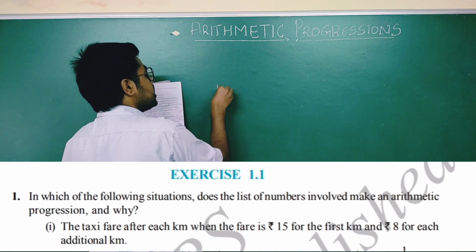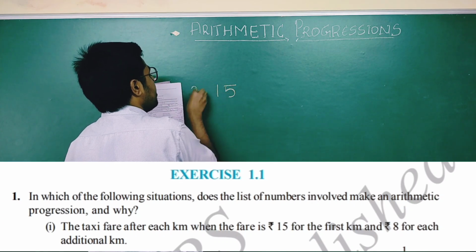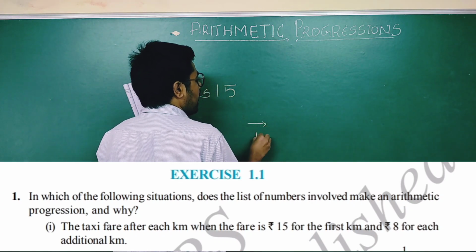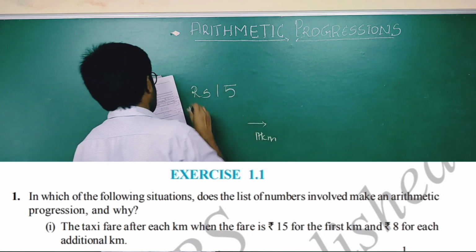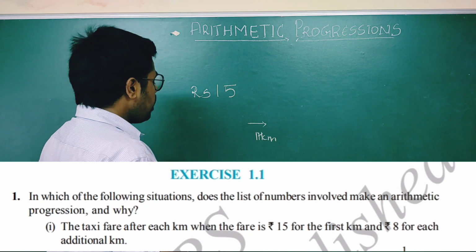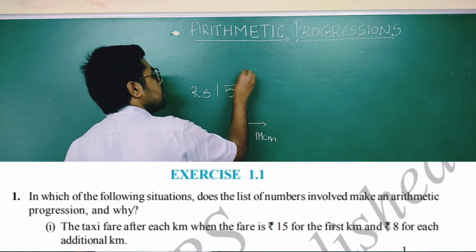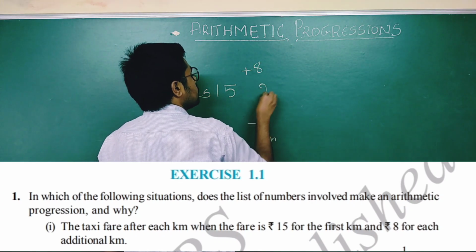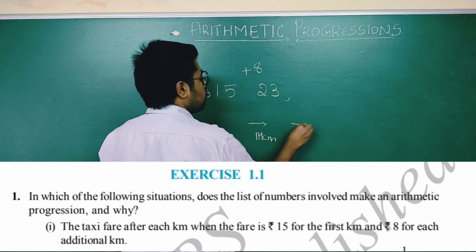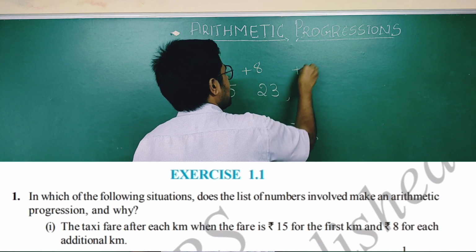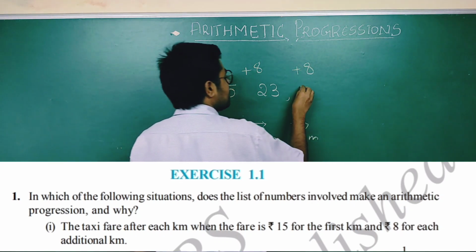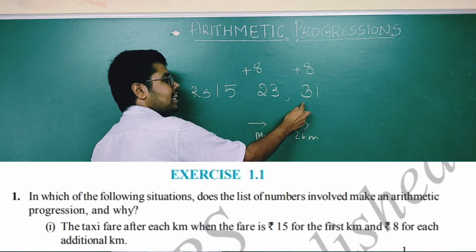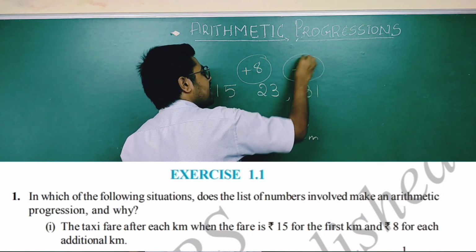So now, 15 rupees at the beginning. After that I'll go 1 kilometer ahead. What does it become? They are telling that for each kilometer ahead you have to pay 8 rupees extra. So it becomes plus 8. If you add 15 plus 8, it becomes 23. Then again after 2 kilometers of travel, you will again add plus 8. If you add plus 8, it becomes 31. If you see here, there is a particular pattern, and this pattern has the same common difference.